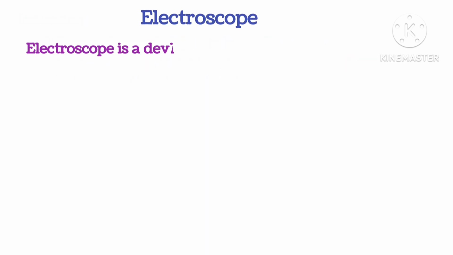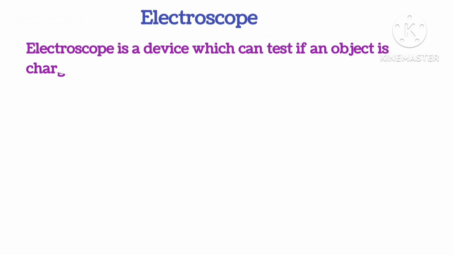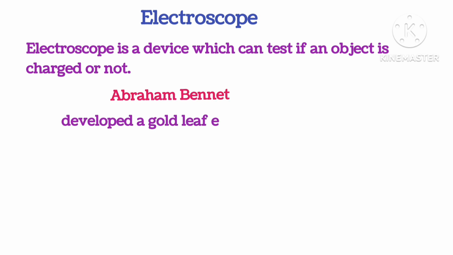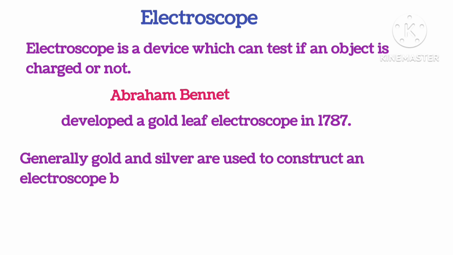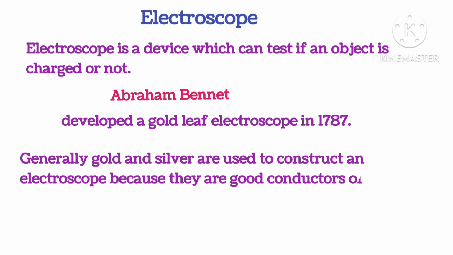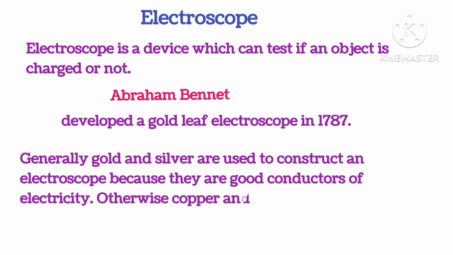Electroscope. An electroscope is a device which can test if an object is charged or not. Abraham Bennett developed a gold leaf electroscope in 1787. Generally, gold and silver are used to construct an electroscope because they are good conductors of electricity. Otherwise, copper and aluminium can also be used.